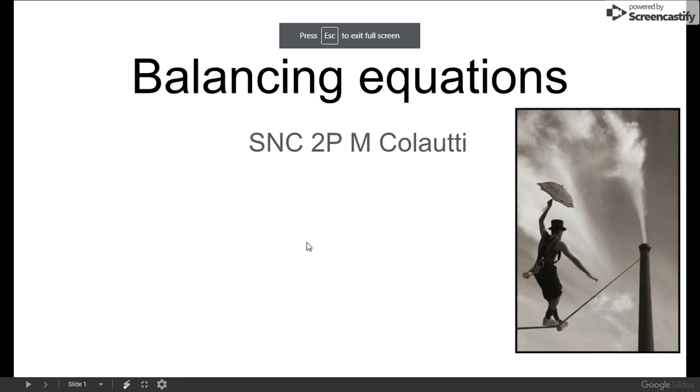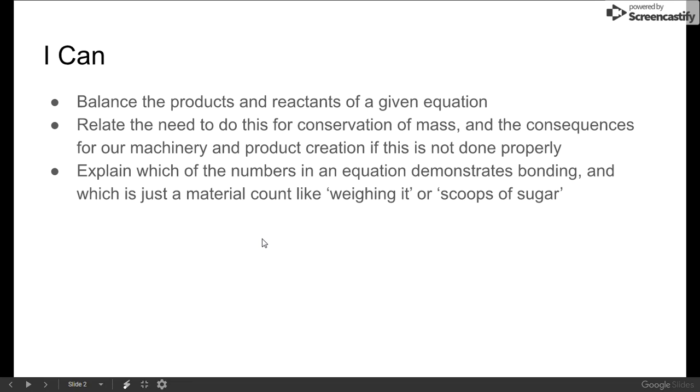Balancing chemical equations. What you need to be able to do is balance products and reactants, relate the need to do this for conservation of mass and the consequences for our machinery and product creation if we don't complete reactions properly, and explain which of the numbers in an equation demonstrates bonding and which is just a material count, like weighing it or scoops of sugar.